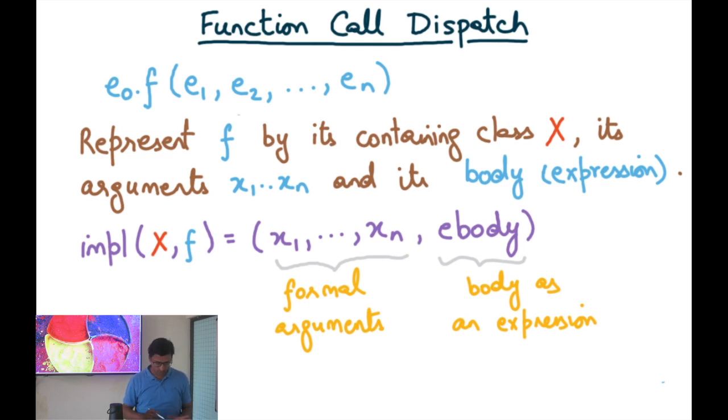And so we're going to represent this as implementation of x comma f equals x1 dot dot xn and e body. So all the formal arguments and the body. And the body, recall, is just an expression in our language. And so that's how we're going to represent this. And we're going to use this kind of representation in our semantic rules, which we're going to discuss next.